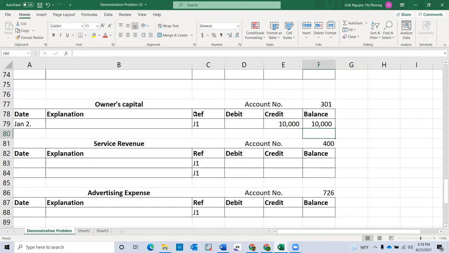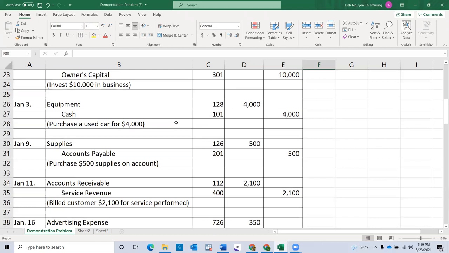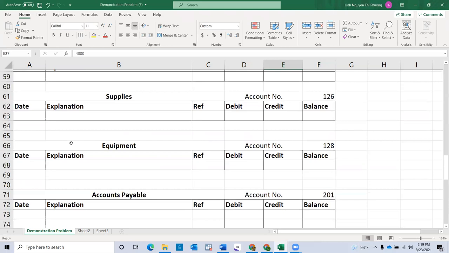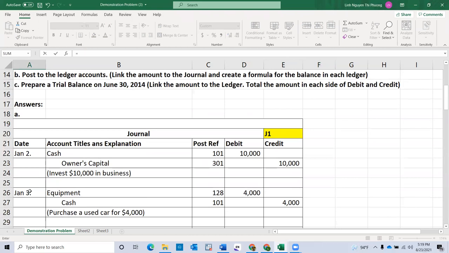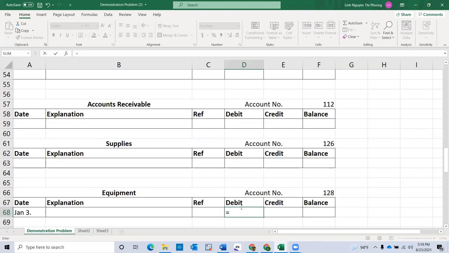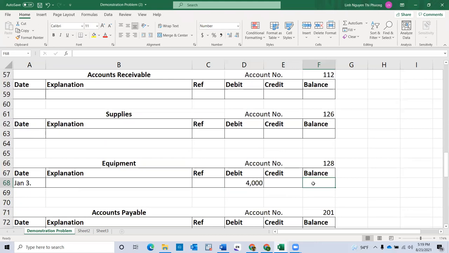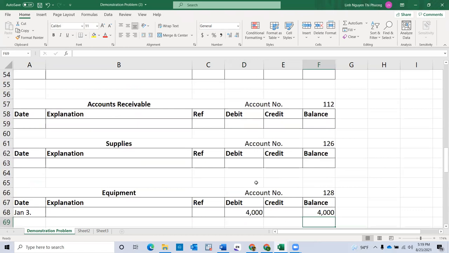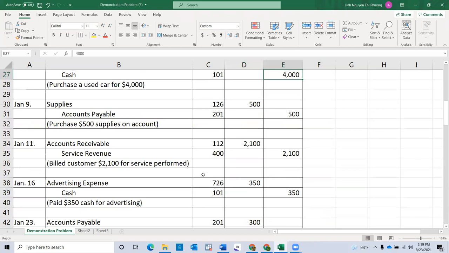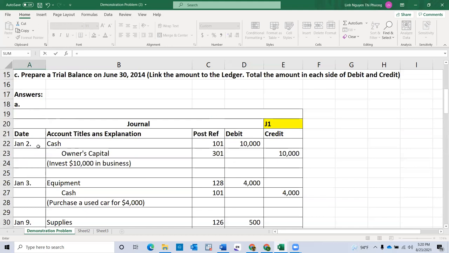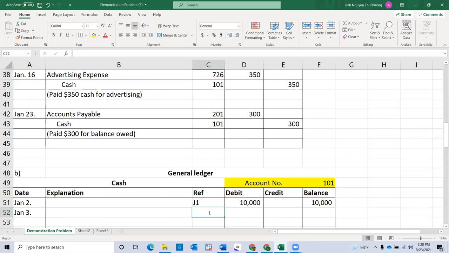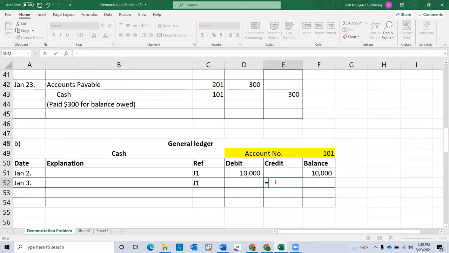Next, we're going to post the next one: debit equipment 4,000 and credit cash 4,000. So I will go to equipment, January 3, equal sign, and then it's debit, 4,000. Enter. The balance here would be the same, 4,000. Next, we credit cash 4,000. So go to the cash account, click on this one, reference would be J1, credit 4,000, so equal sign and click on 4,000 here.